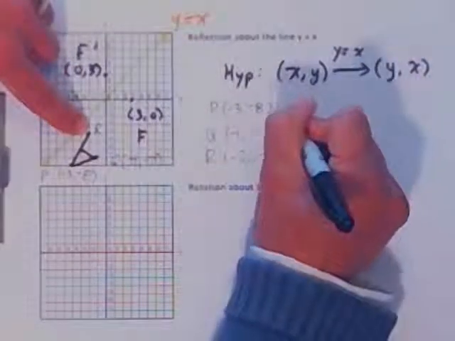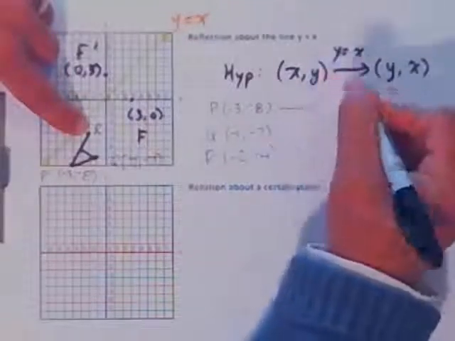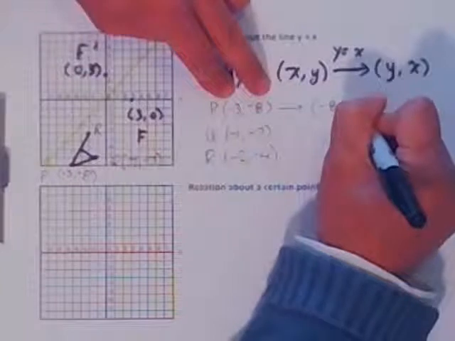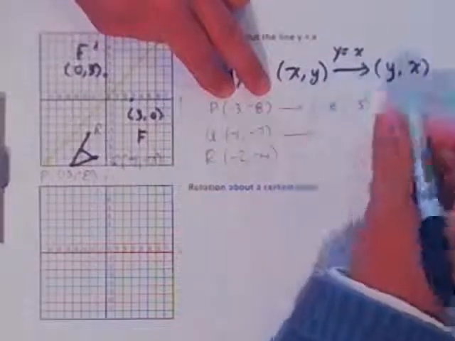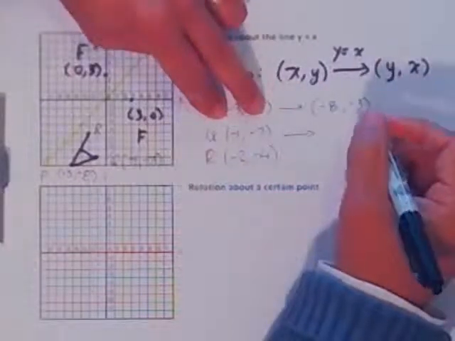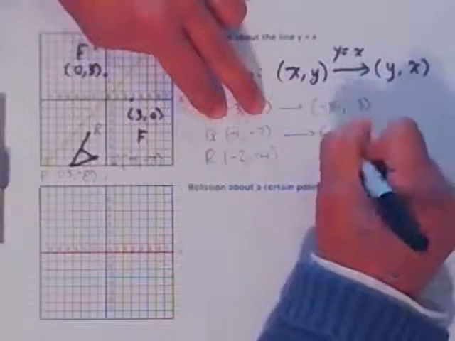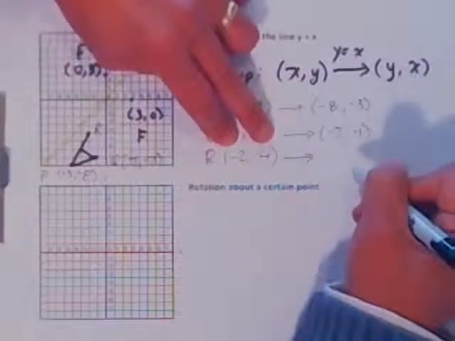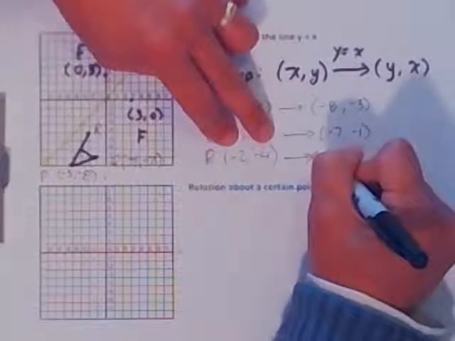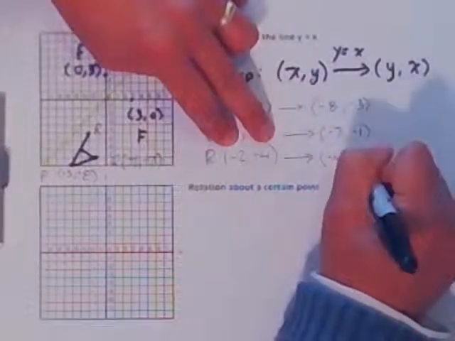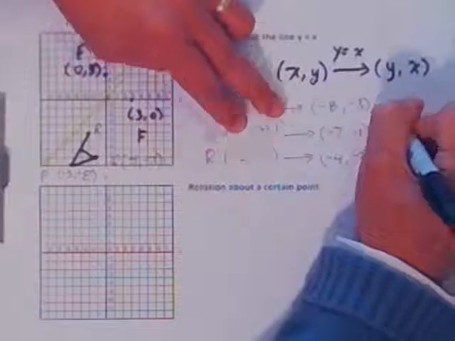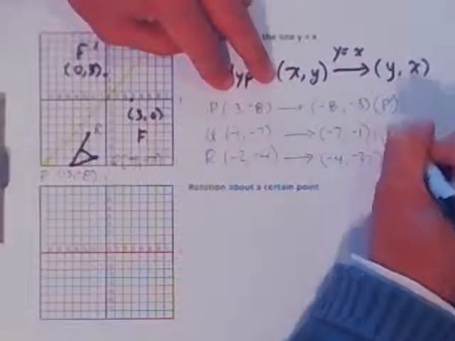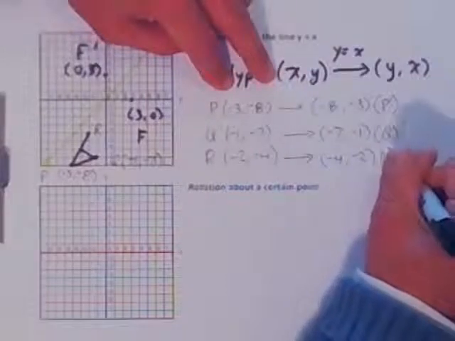And so if you reflect it about the y equals x, we just switched the x and the y, became -8, -3. We're going to reflect it about the line y equals x, -7, -1. We're going to reflect it about the line y equals x, switch the x and the y, -4, -2. And so that should be our P prime, our image, Q prime, and R prime, our image.